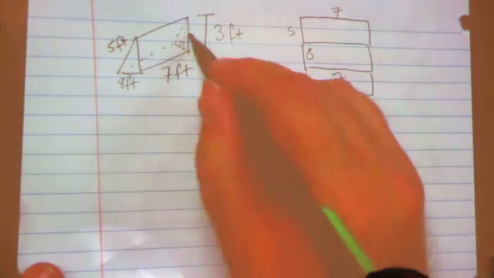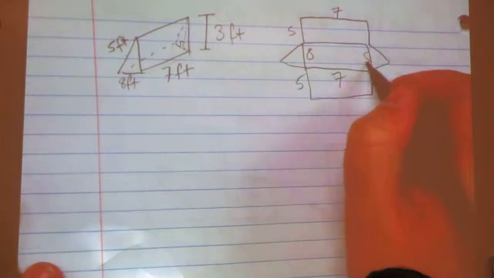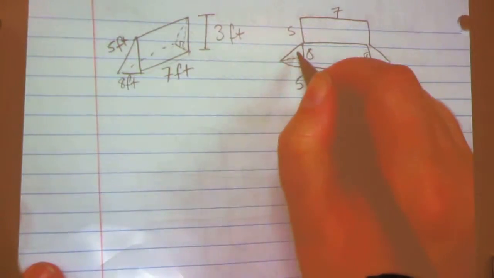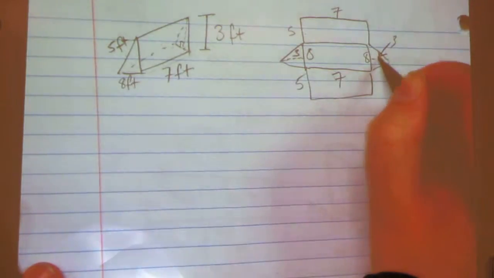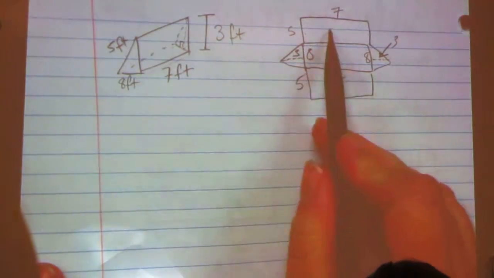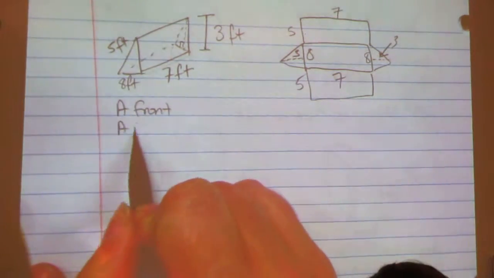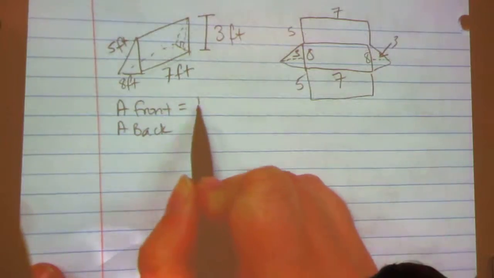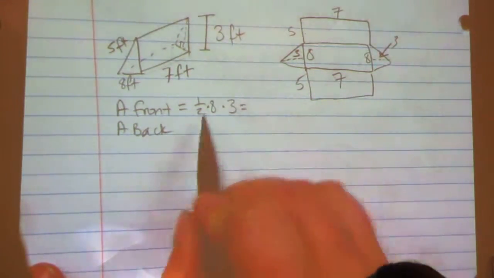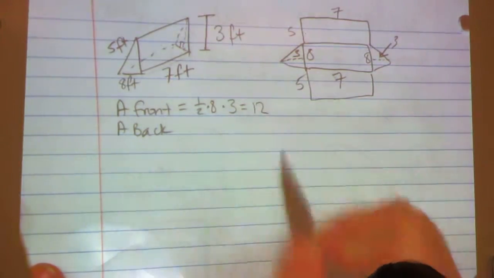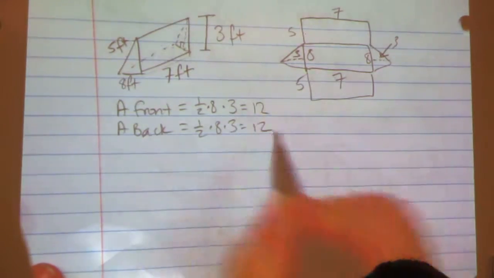And then the front and the back triangles are attached to the 8. So these are 8, and the height here is your 3. So I find the area of the front and the area of the back, which is just half my base, which is 8, times my height, which is 3. 8 times 3 is 24. Half of 24 is 12. The back and the front are identical.